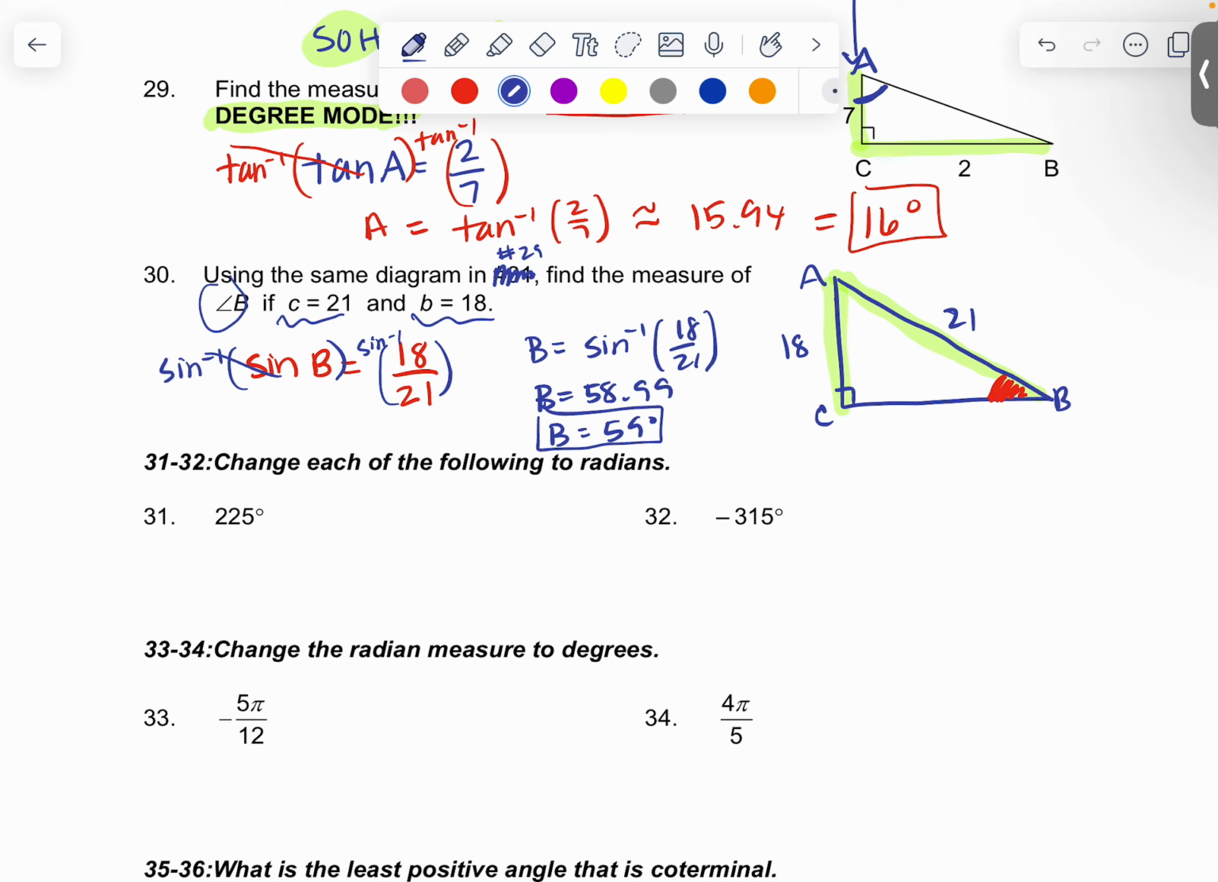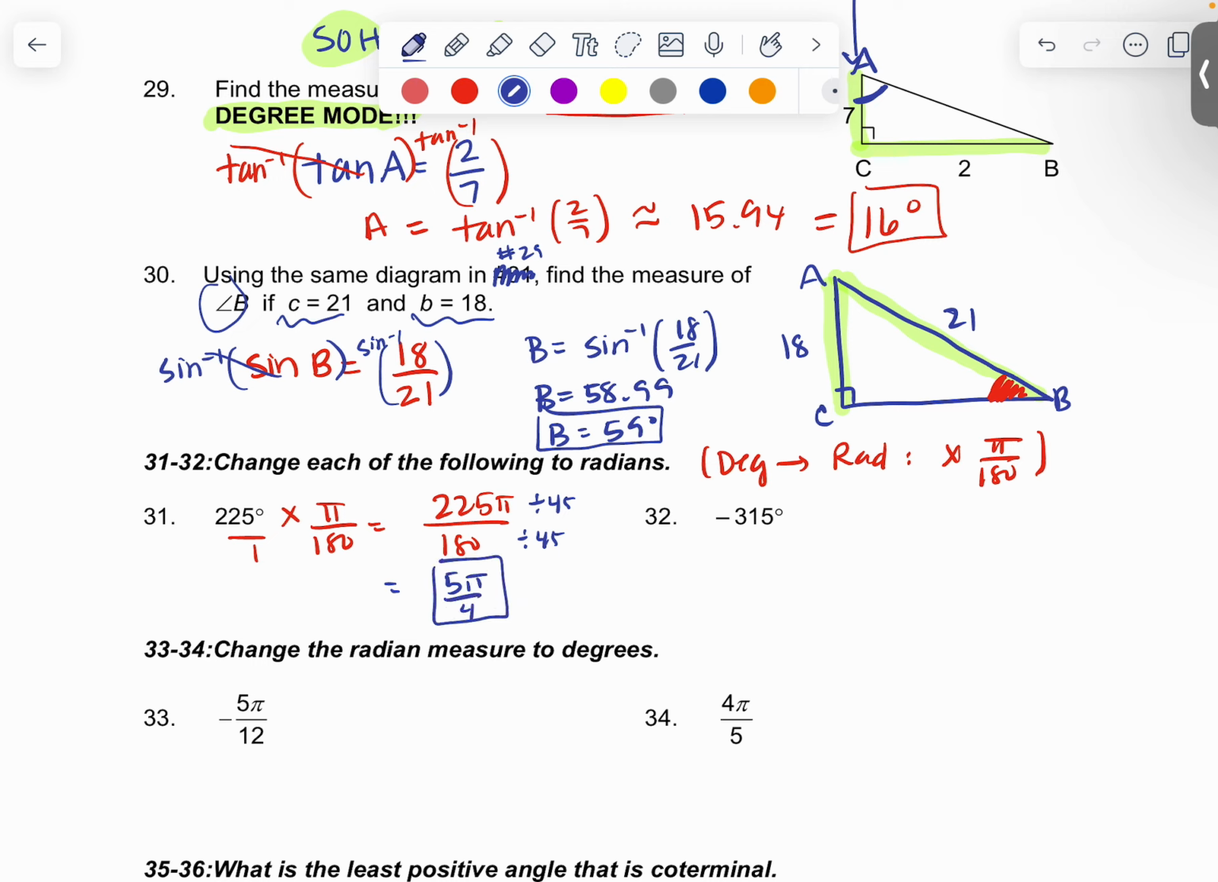All right, change the following to radians. Now, look, this will not be given to you. You need to know this, okay? So to change something from degrees to radians, we're going to multiply by pi over 180 and then reduce the fraction. Okay, so if I multiply this by pi over 180, put this over 1, multiply straight across, you get 225 pi all over 180. Now, what goes into both of these numbers? A 45 goes into both of these, so if I divide both by 45, I'm going to end up getting 5 pi over 4.